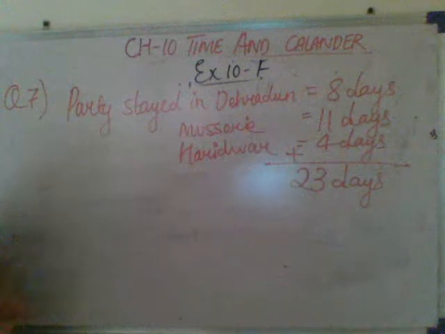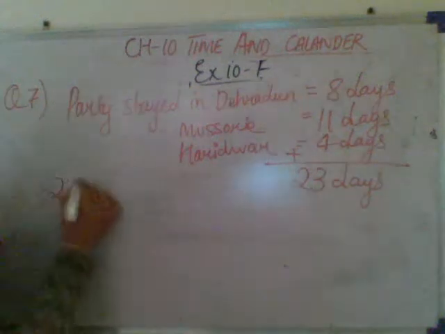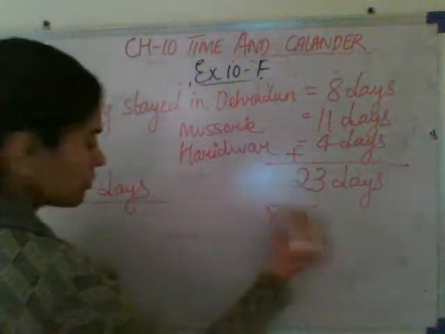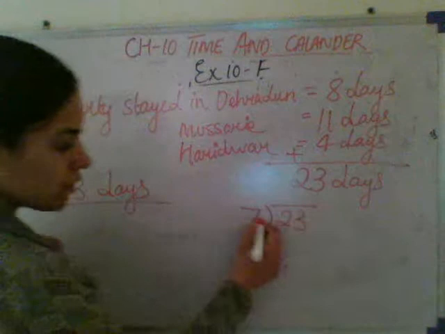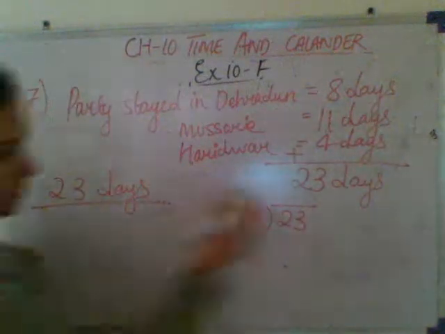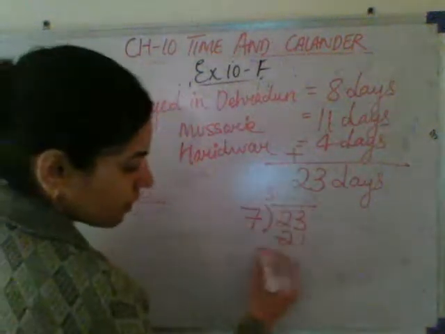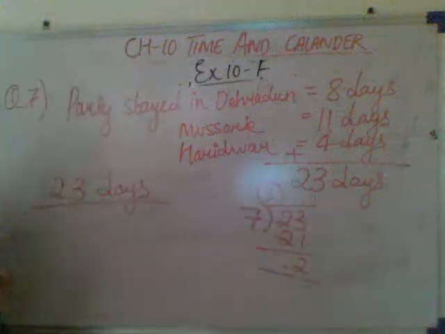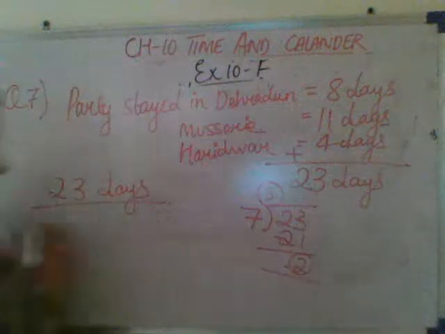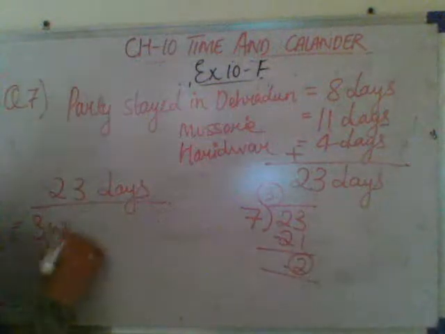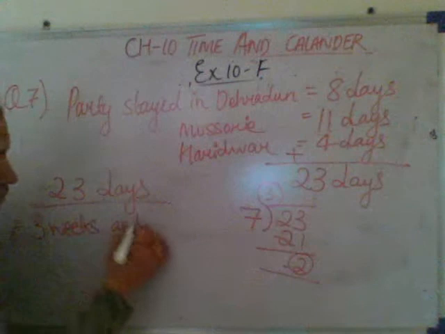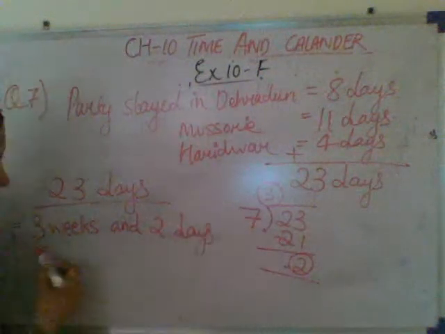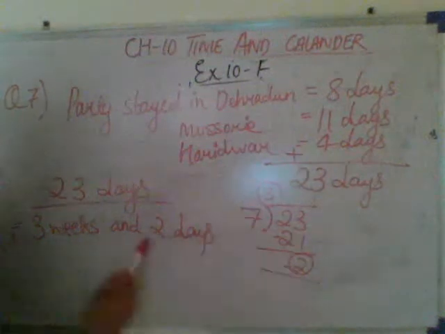Now we have to find how many weeks and days. In 23 days, we have to find how many weeks and days there are. So simply divide 23 by 7. 7 threes are 21. Here 2 is left. So 3 weeks and 2 days. How long did the party stay? The party stayed for 3 weeks and 2 days.